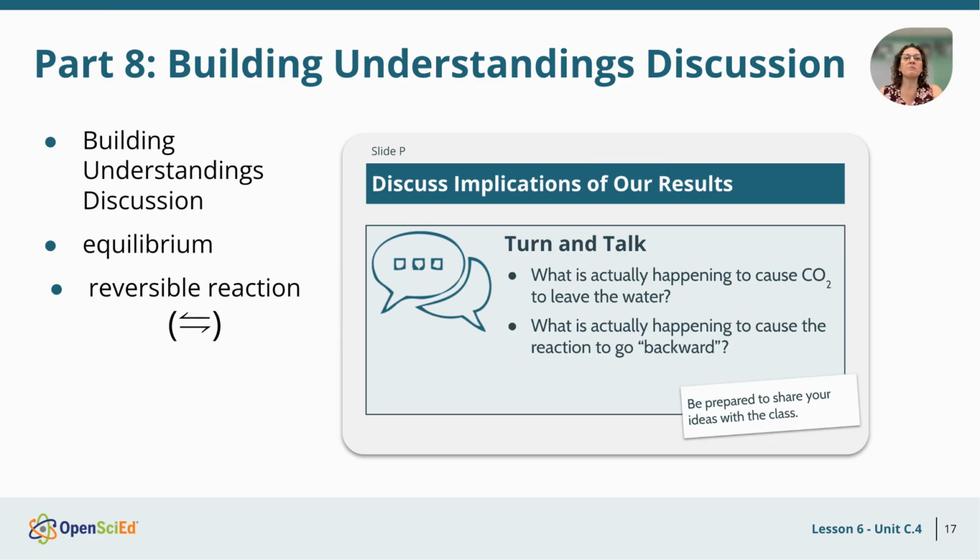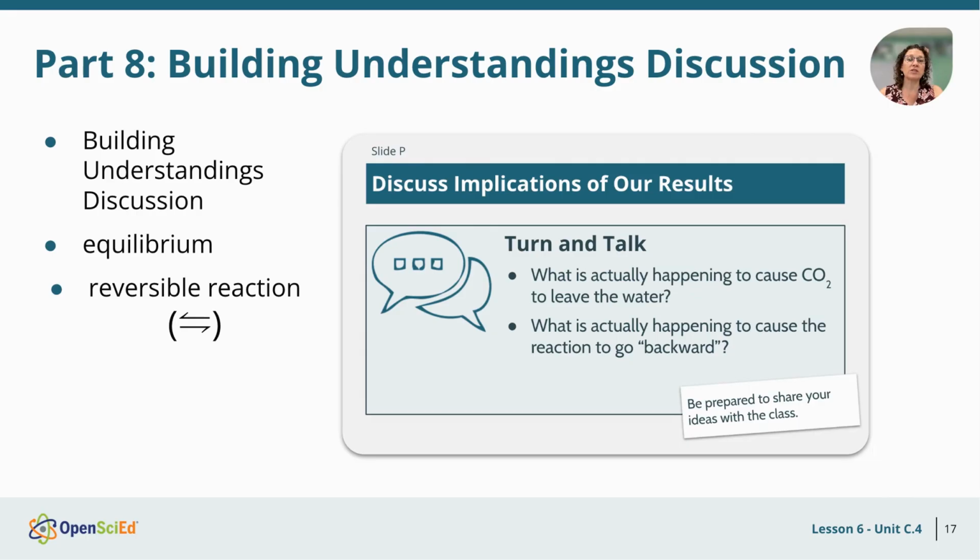The purpose of the Building Understandings discussion in Part 8 is to help the students establish what happened in the simulation. For example, the simulation showed amounts of carbon dioxide decreasing if the students start at a high concentration, or carbon dioxide forming if it starts at a low concentration. Students need to relate the simulation evidence to the ideas that 1, dissolved carbon dioxide can leave the water, and 2, reactions can go in reverse or backward.